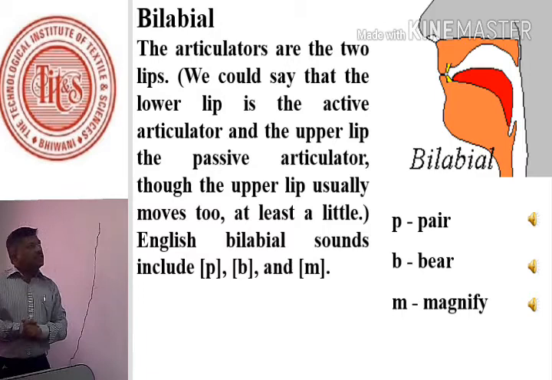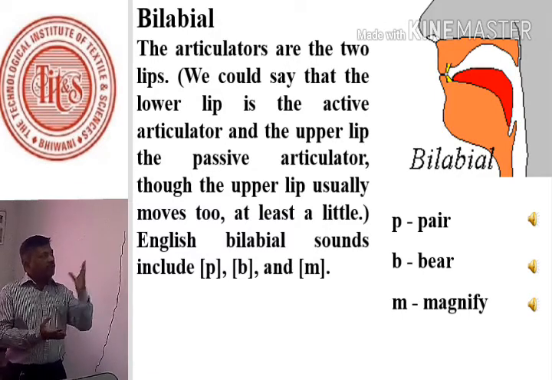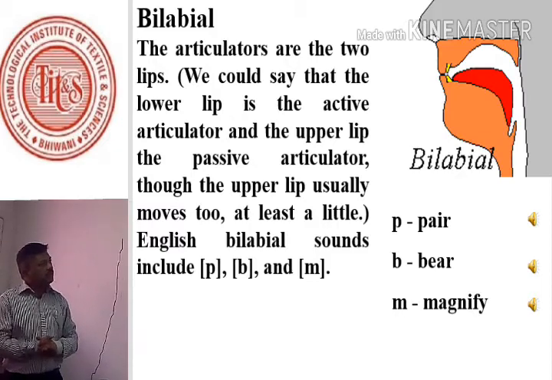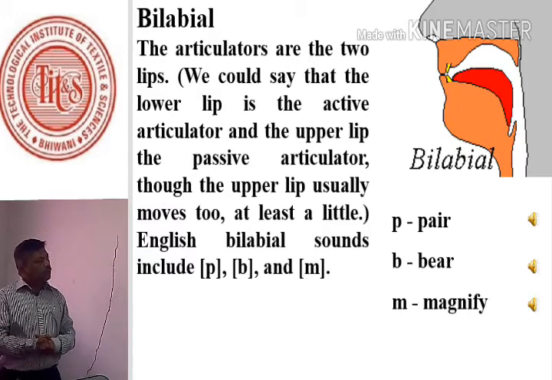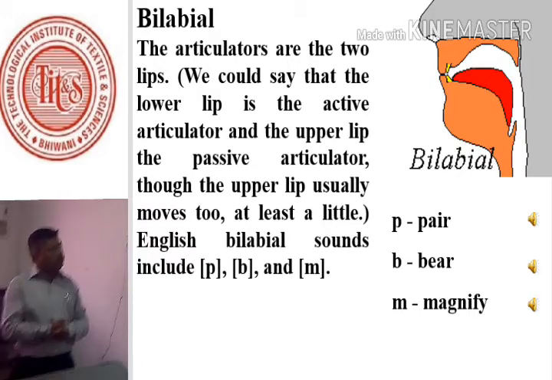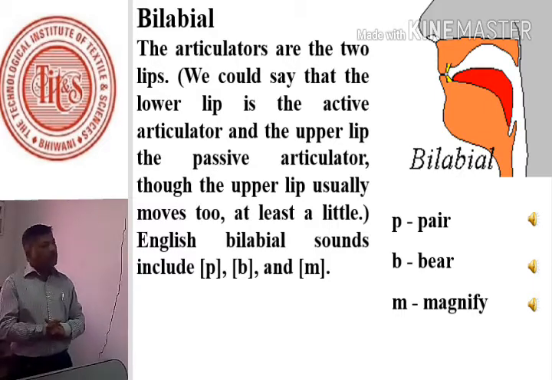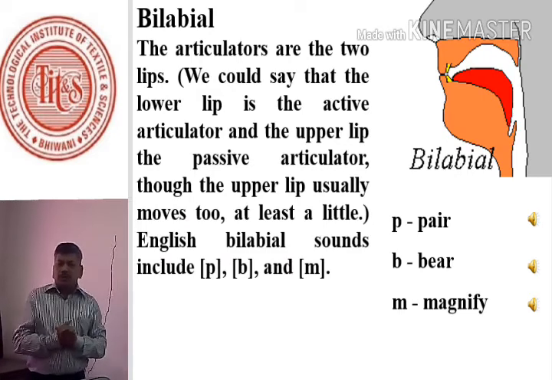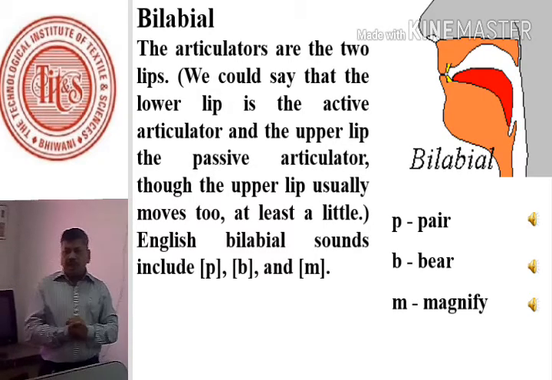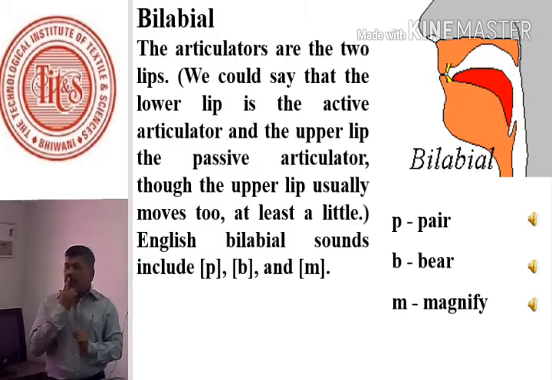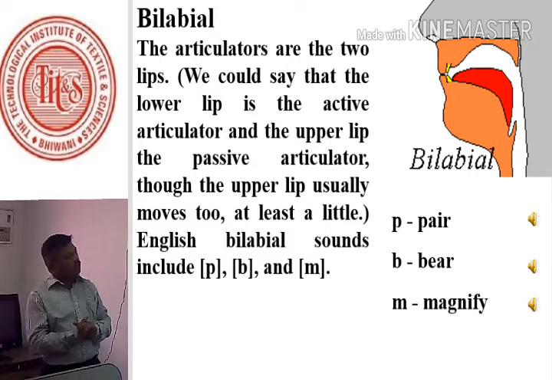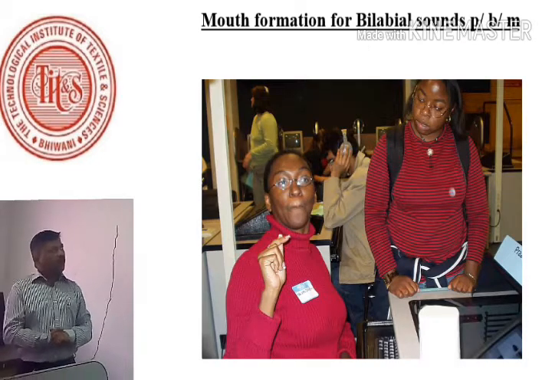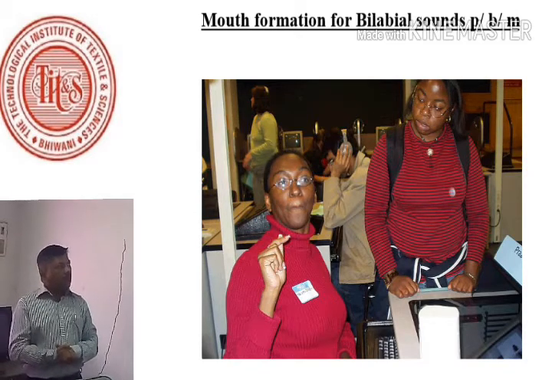So let us see, the articulators are the two lips. We could say that the lower lip is the active articulator and the upper lip the passive articulator, though the upper lip usually moves too, at least a little. English bilabial sounds include pa, ba, and ma. So there is one more thing. Two lips are used, but one will be active and one will be passive. The active articulator is the lower lip, whereas the passive articulator is the upper lip. But there is little movement also in the passive articulator. It is not absolutely passive. Move to the next slide. Mouth formation for bilabial sounds pa, ba, and ma.